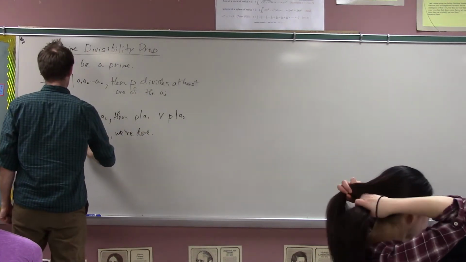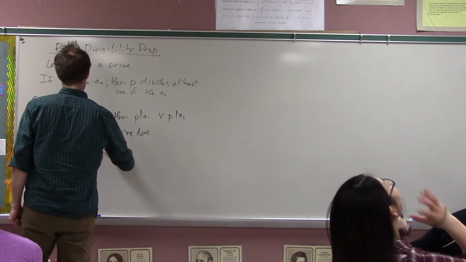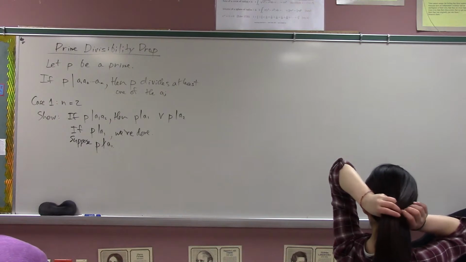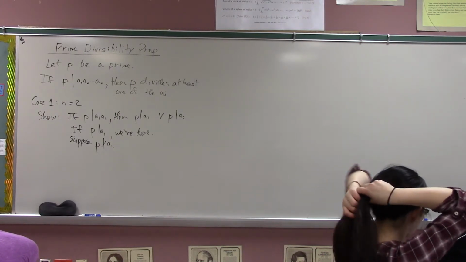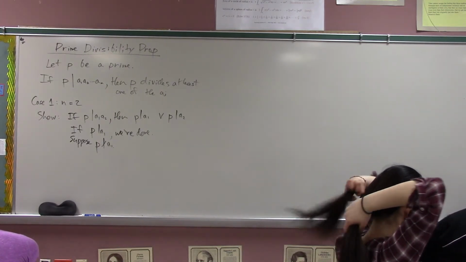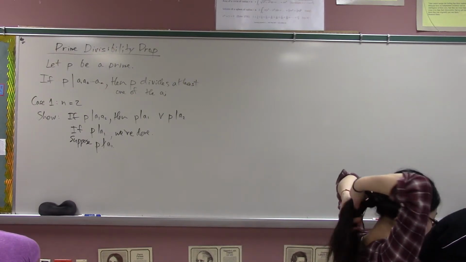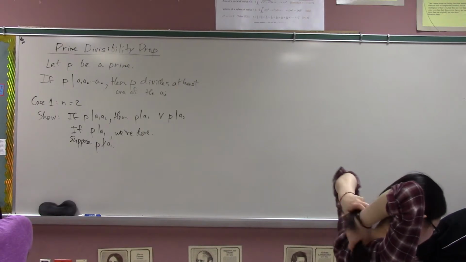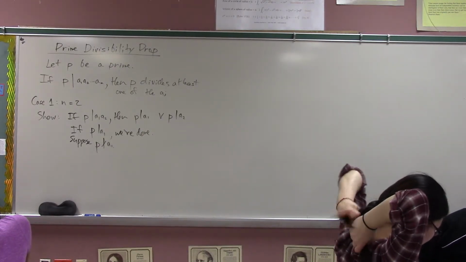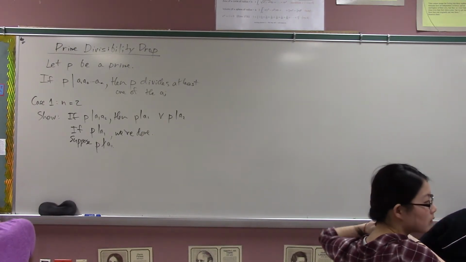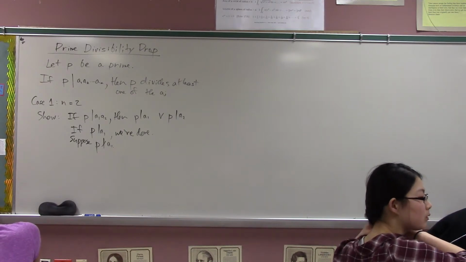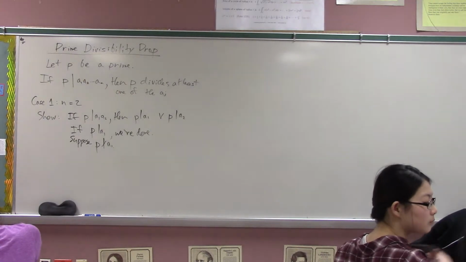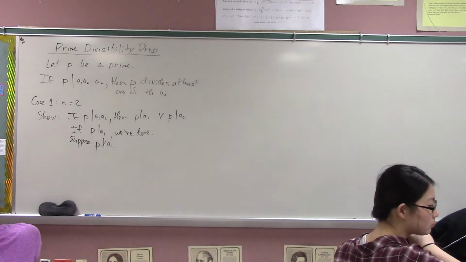Suppose p doesn't divide a1. Well, if p doesn't divide a1, it's also certainly true that a1... Oh wait, hold on. Do I even need to say that? If p doesn't divide a1, a1 certainly doesn't divide p because p is a prime. So that means that they have no factors in common. Wait, why is that true?